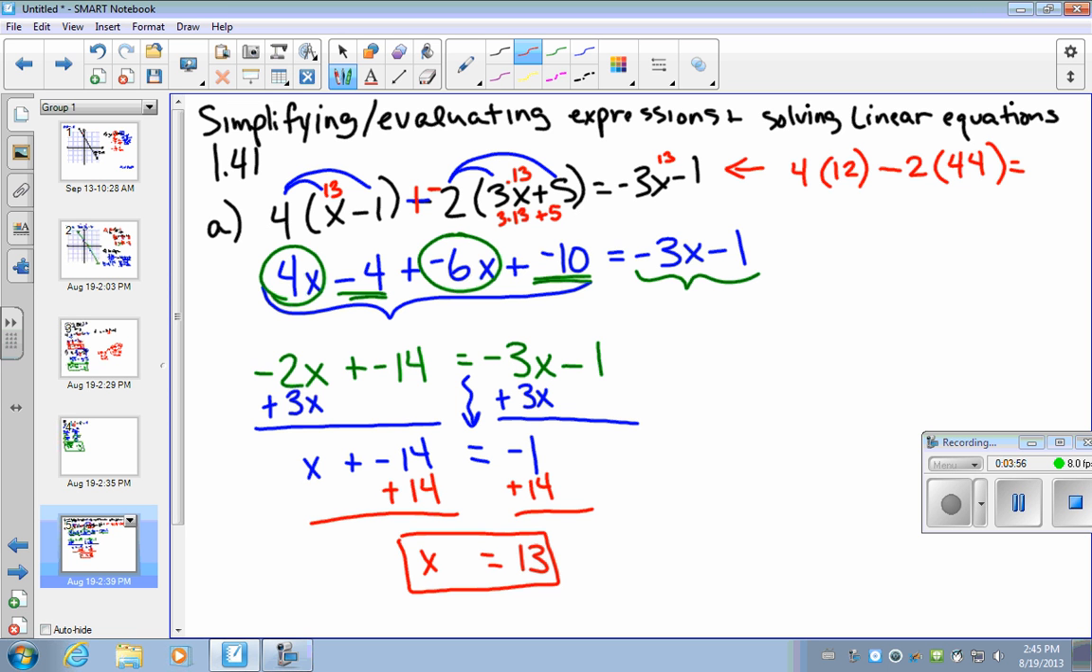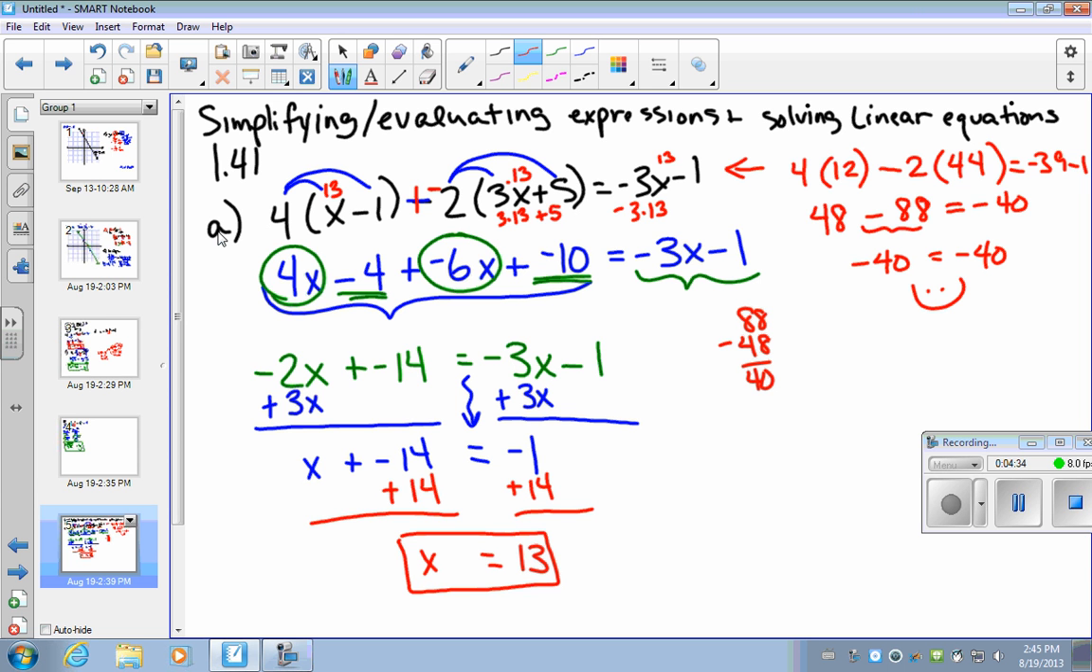Does that equal negative 3 times 13 is negative 39 minus 1? Well, let's see. 4 times 12 is 48, minus 2 times 44 is 88, and I'm wondering if that equals negative 39 minus 1, which is negative 40. Yes, it does, because 88 minus 48 would be 40, but this is a negative 88, and so that's going to be negative 40. And so it checks.